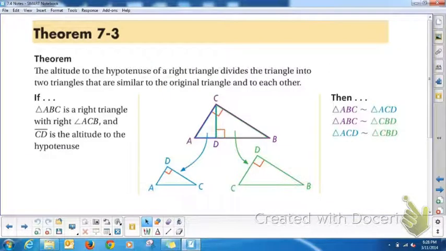So please fill in your note template. You may want to use colors on this. The most confusing part of this is separating the right triangles and turning them the right way.